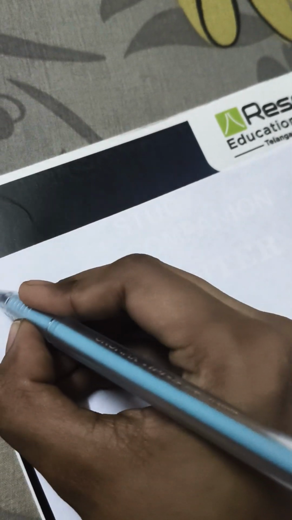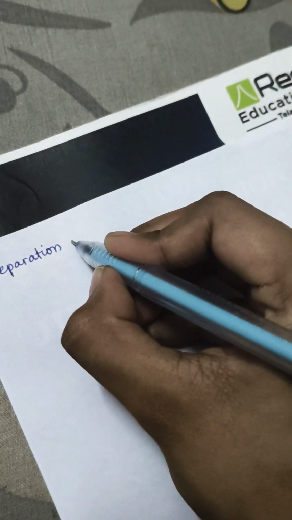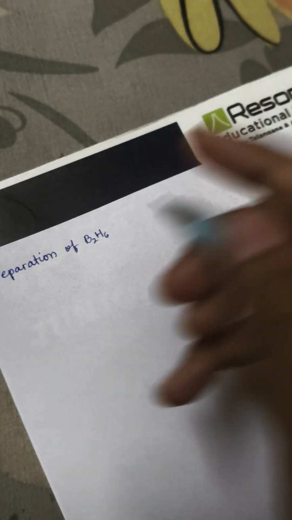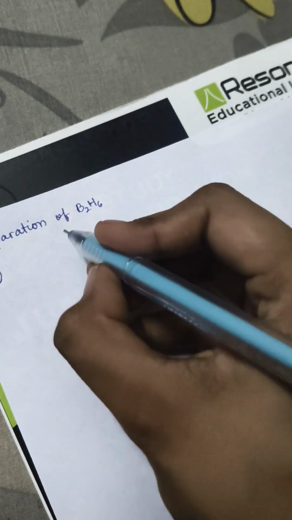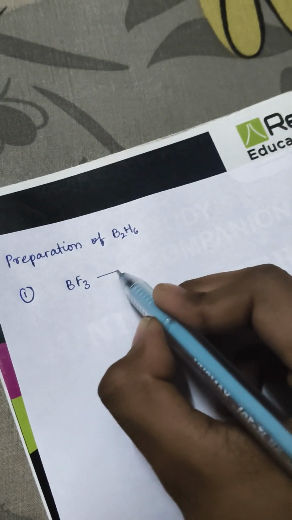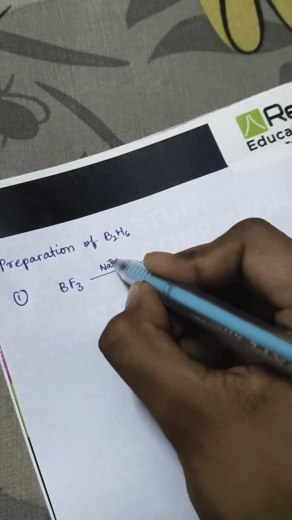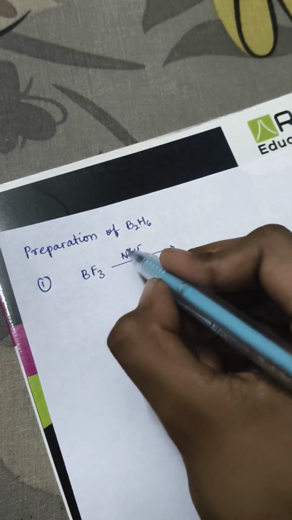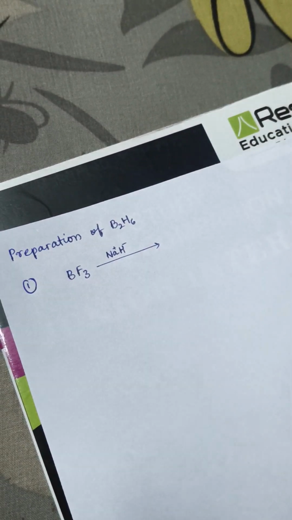Preparation of B2H6. First method. First you take BF3 and then take it in NaH. In this, Na will be plus and H will be minus. In B, this will have plus 3 and this will have minus 1. Na and F will form a compound, and B and H will form a compound.